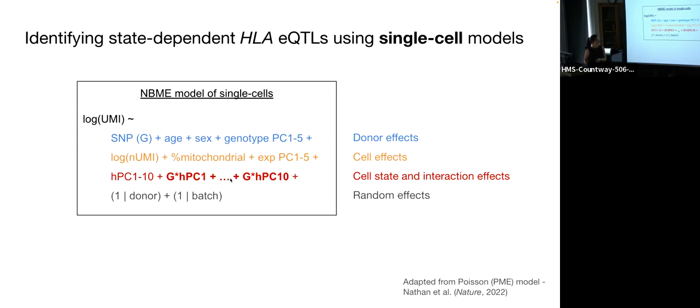And we also add interaction terms between the SNP and the cell state to be able to find dynamic effects that change with cell state. We control for repeated sampling of cells from the same donors using random effects.